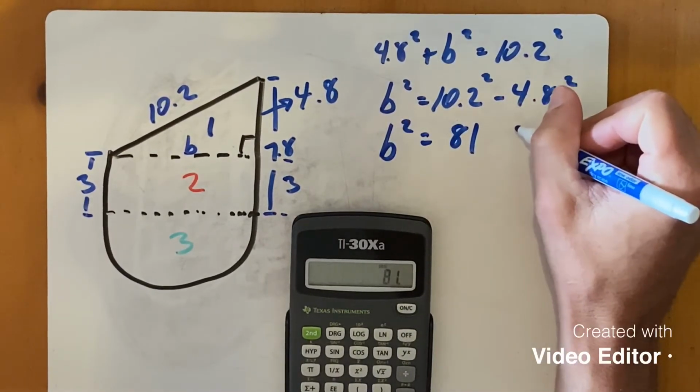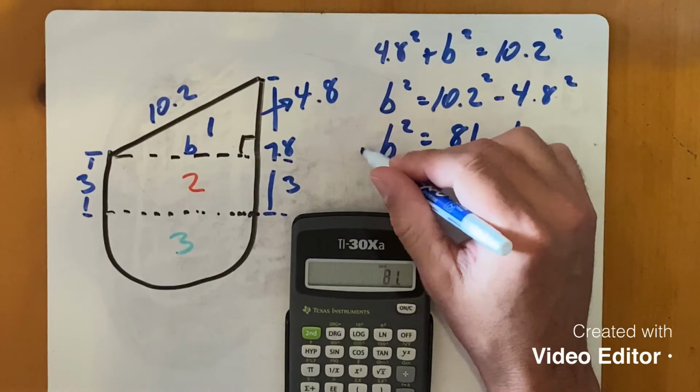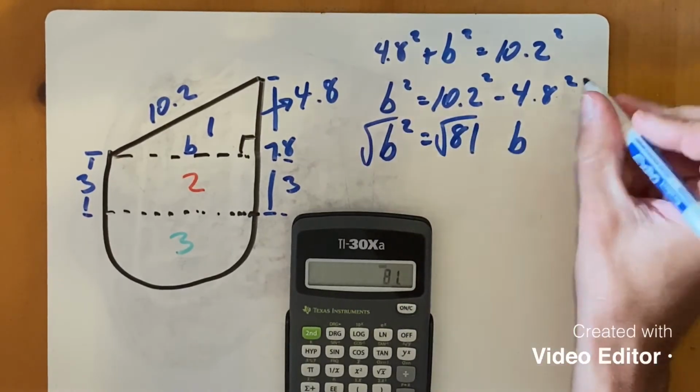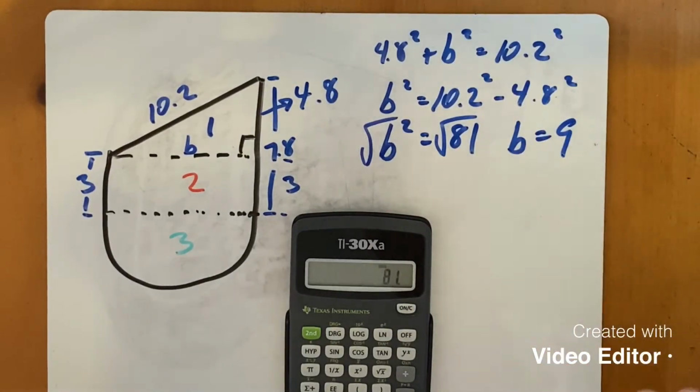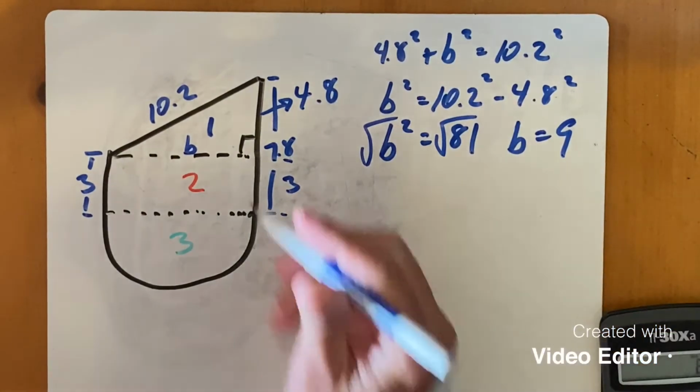So hopefully now we know that when we take this final step, we take the square root of both sides. So square root of 81 and b is equal to 9. All right, so there's that side right there.